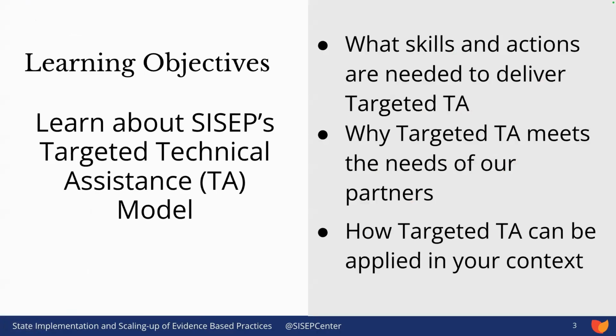So our learning objectives for today are really around learning about our targeted technical assistance model. Three big ideas that we want to focus in on today. What skills and actions are needed to deliver targeted technical assistance? Then thinking about why targeted TA meets the needs of our partners. And finally, how targeted TA can be applied in your context.